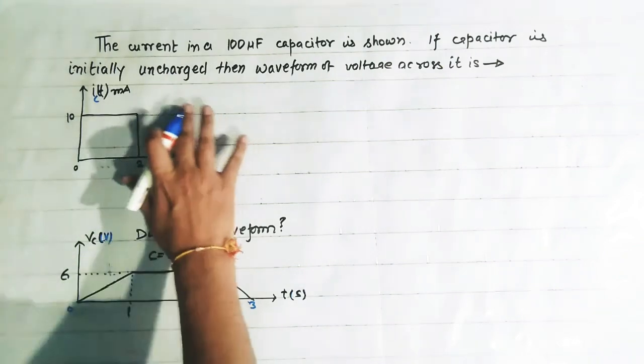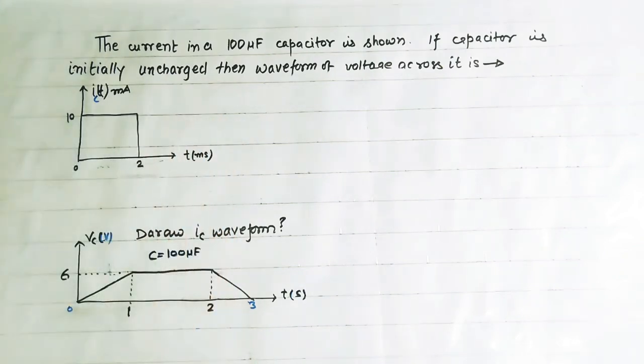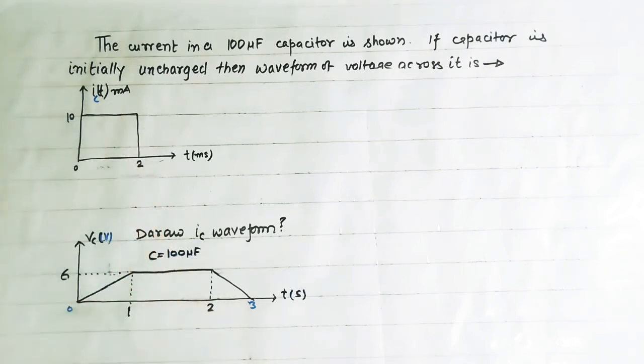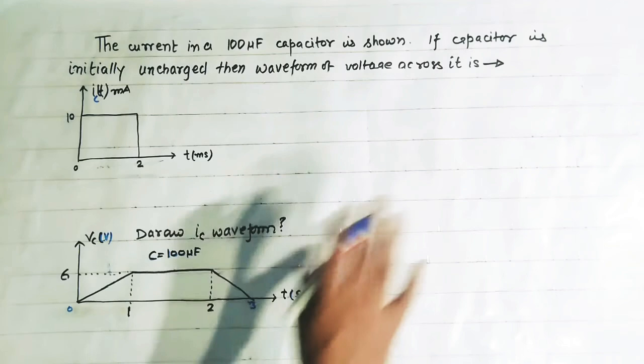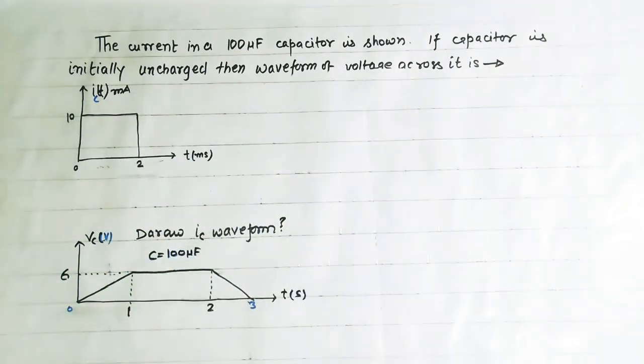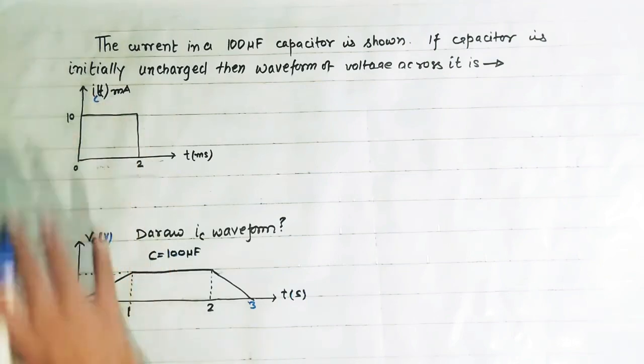Now see this question. In this question, the current in a 100 microfarad capacitor is shown. This is capacitor current through a capacitor of 100 microfarad. If the capacitor is initially uncharged, then the waveform of voltage across it is. So we have to draw the waveform of voltage for this current flowing through the capacitor.